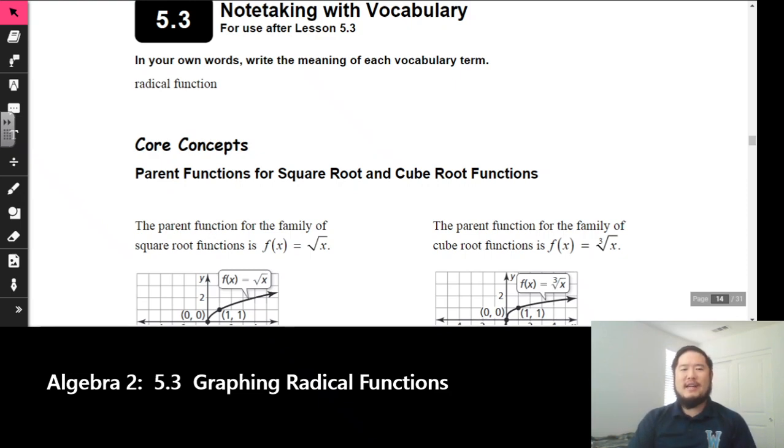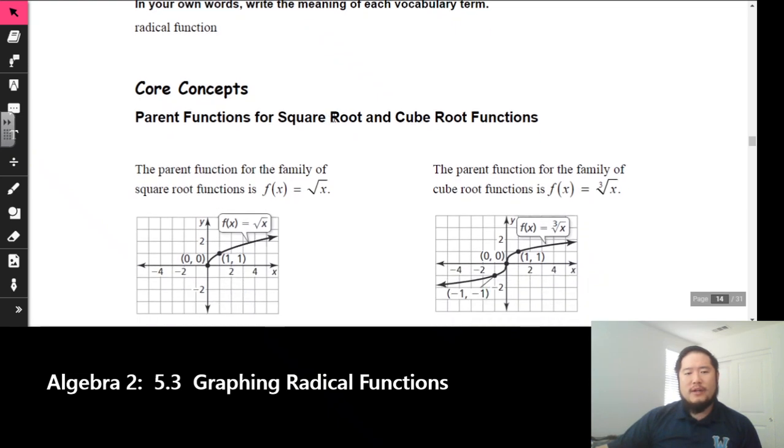Hi there, let's take a look at section 5.3, which is about graphing radical functions. What's a radical function? There is a square root or a root radical in the equation or function.